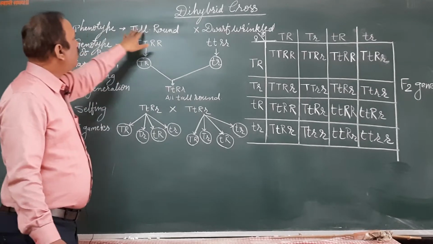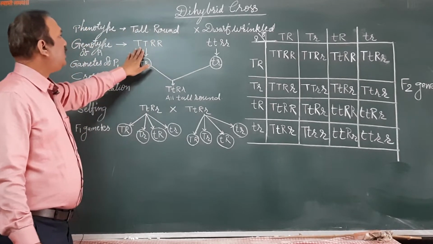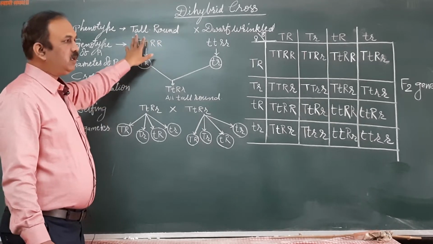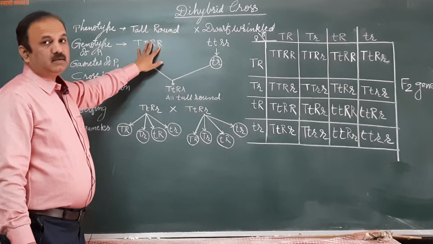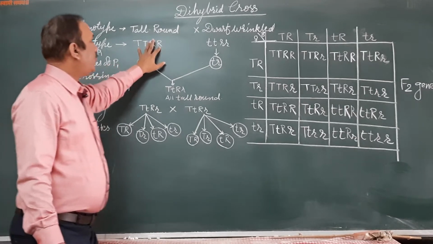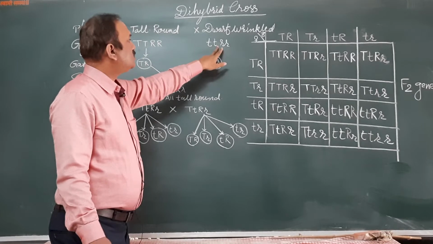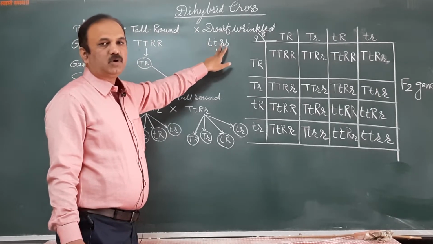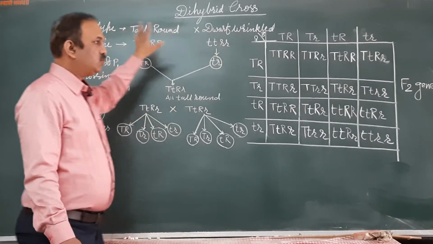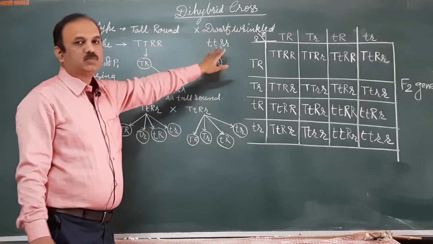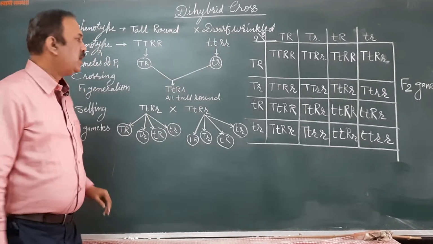So we will denote the tall round plant with capital T, capital T, capital R, capital R. Why are we taking it twice? Because it is a diploid plant. Here the same letters are taken but in small letters: small t, small t, small r, small r. So capital T T R R is crossed with small t t r r.